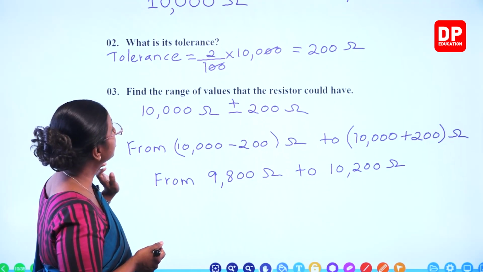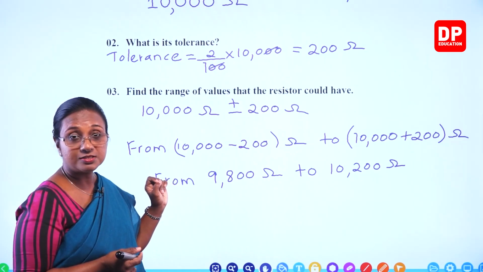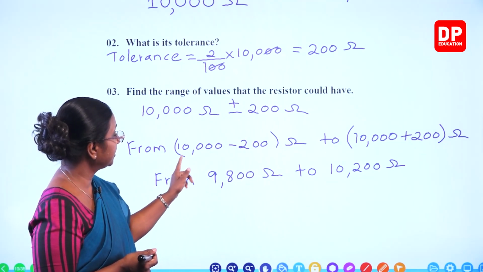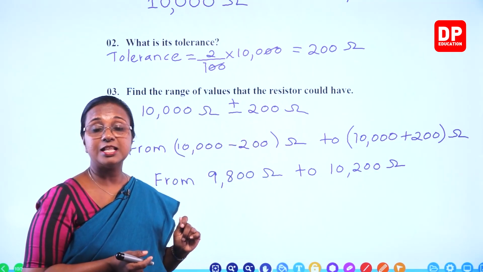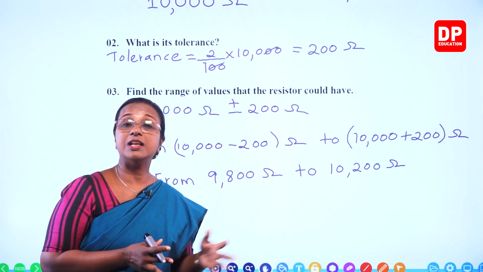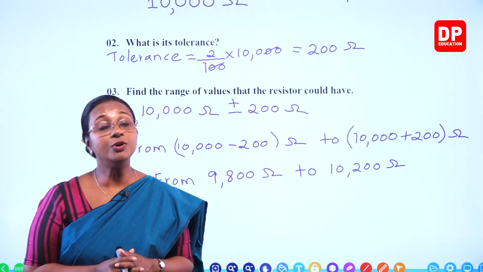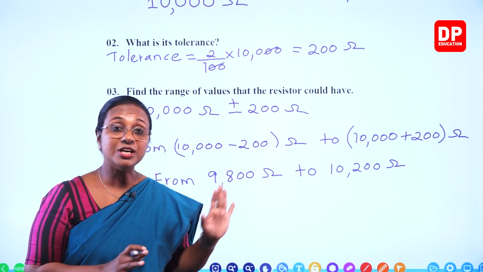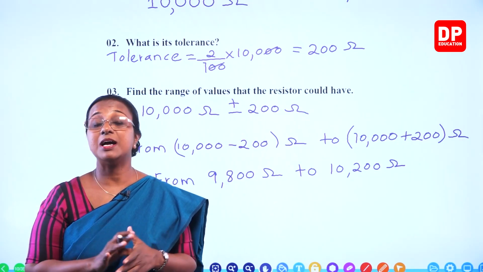Then to find the range of values that the resistor could have, you add and subtract the tolerance value from the resistance value. Resistance minus tolerance, 10,000 minus 200 to resistance plus tolerance, that is 10,000 plus 200. So you will get the range as 9,800 ohms to 10,200 ohms. So that is how you calculate values related to fixed value resistors based on the color code system. I am sure you all can understand that and you would have done the calculations also correctly by yourself.